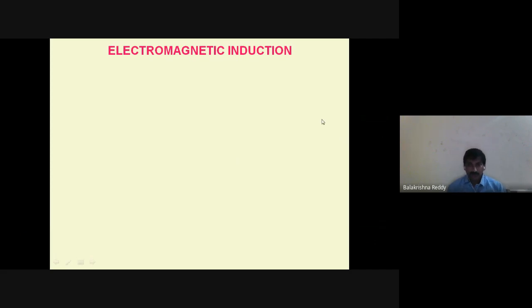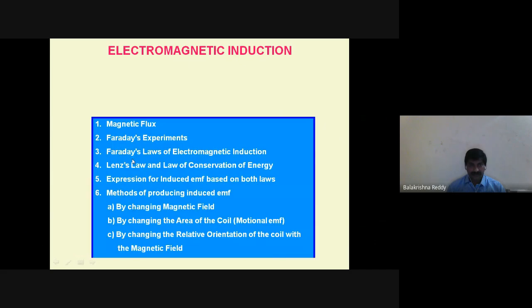If we go a little further into this topic, the most important role is played by magnetic flux. What do you mean by magnetic flux? We studied electric flux in earlier classes, and in the same manner we need to know magnetic flux here.